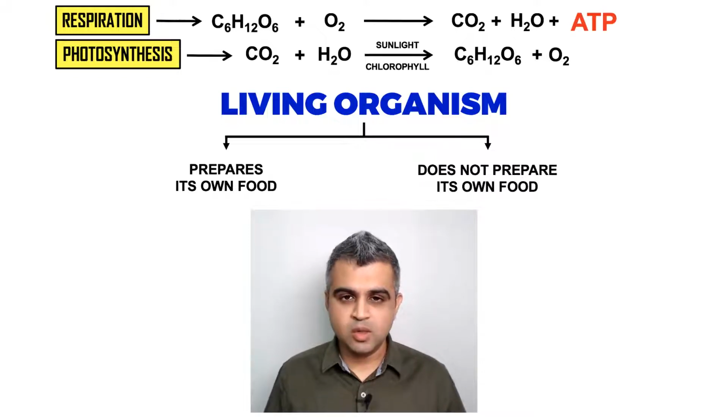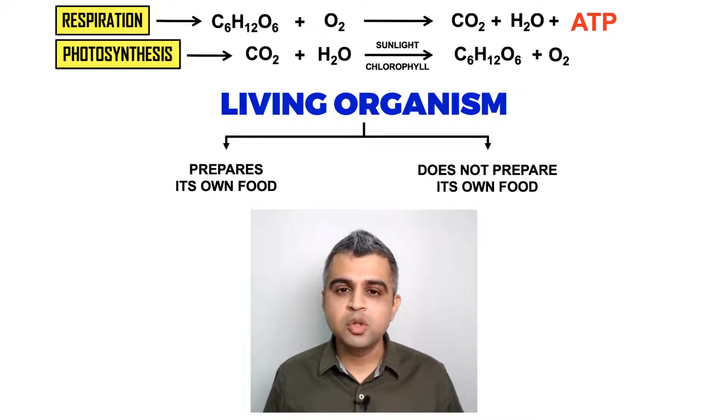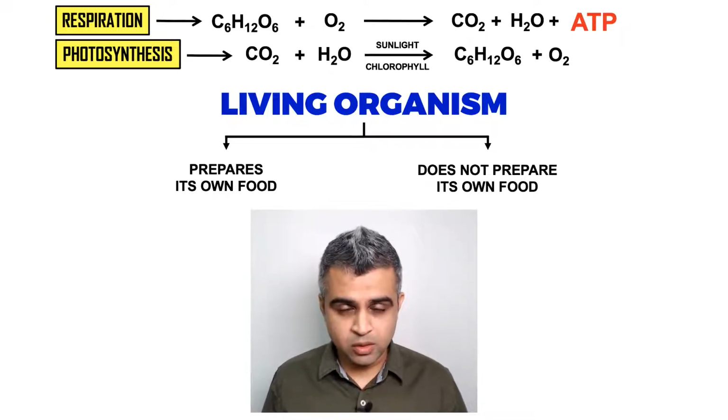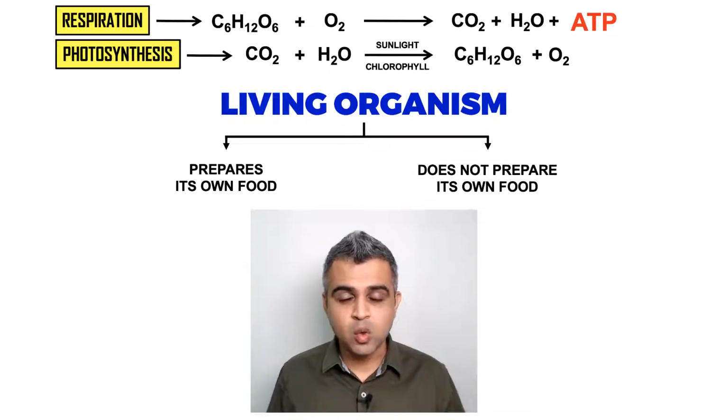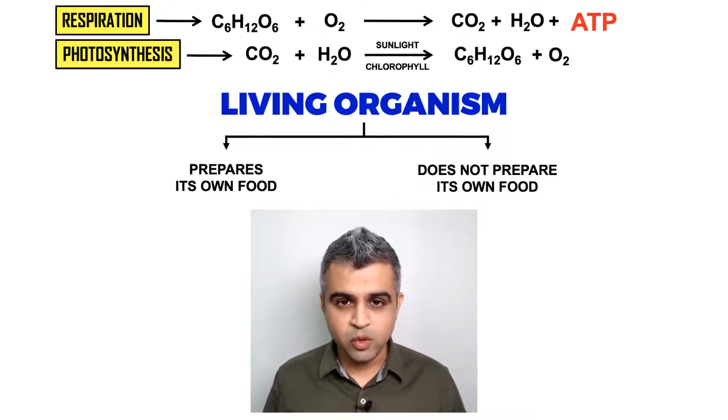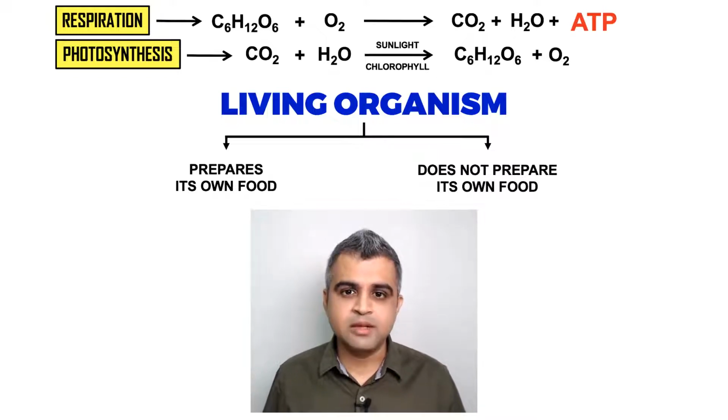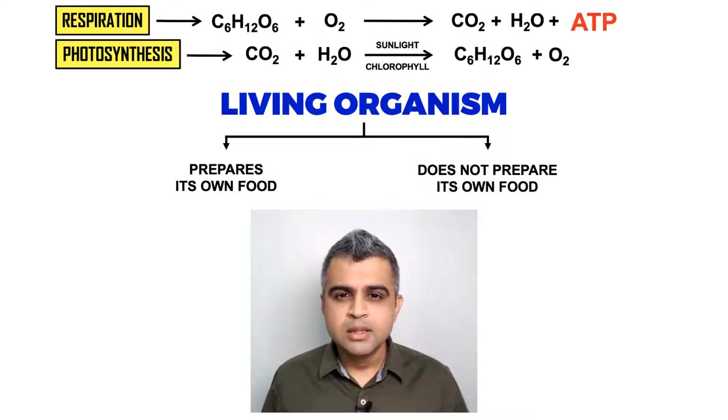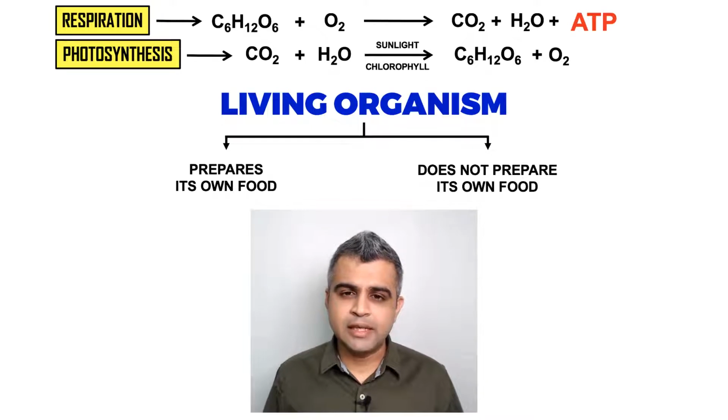Those, as you can see on the screen right now, which produce their own food, and those which do not produce their own food. Those which produce their own food means that they will first make glucose, and then they will use that glucose, use respiration to make ATP. Those which are not going to produce glucose or produce their own food will still do respiration, but they will not do photosynthesis.